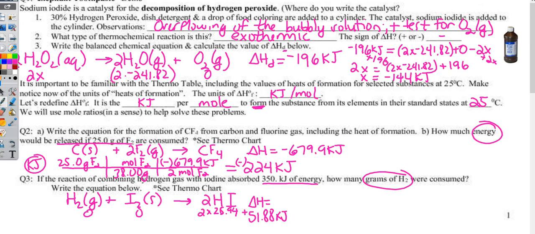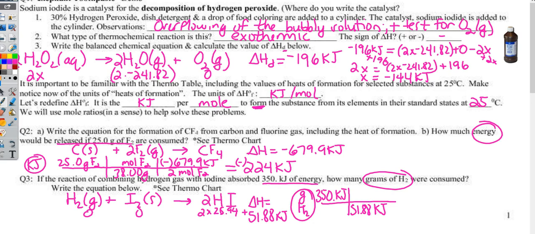Okay, so here we go. We're going to do the same thing that we did. We are looking for grams specifically of H2. So I'm going to start with this 350 kilojoules of energy. Now, the kilojoules of energy goes with anything. It's not like energy is really assigned to something. That's how much energy it was when this reaction proceeded. Now I have kilojoules down on the bottom. What in my problem has kilojoules? I know that this 51.88 is representing kilojoules, but I need to be specific.